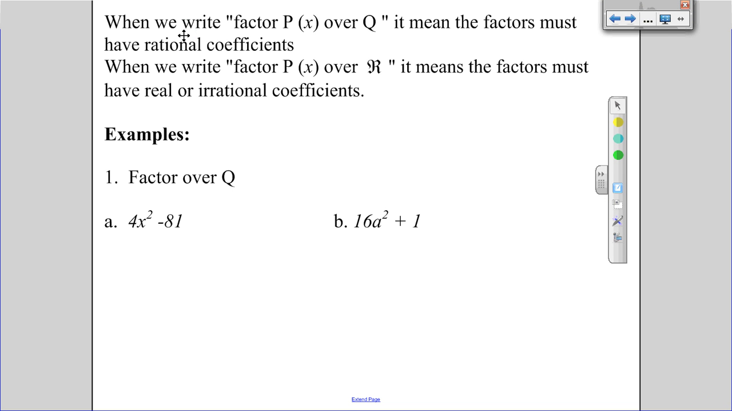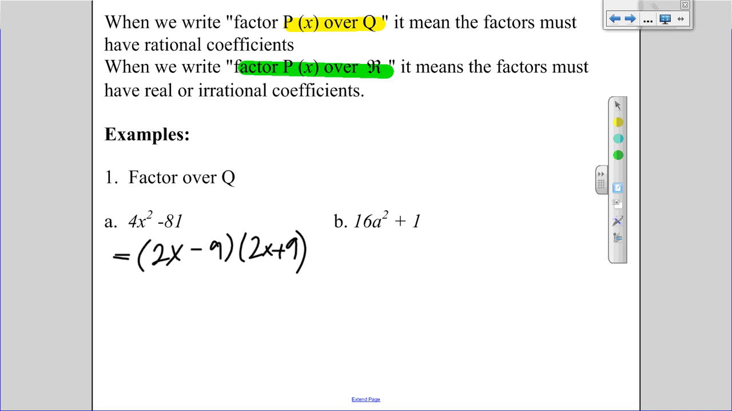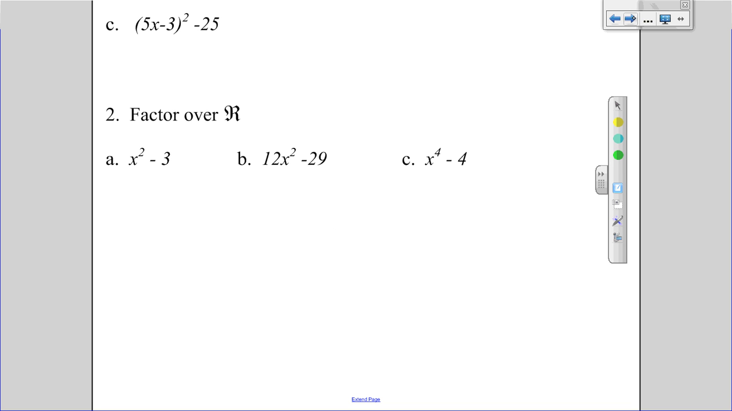Anyways, over Q is rational, and over R, which is the real numbers, means irrational. So in other words, we could have roots if we factor over R, but over Q we would not. So for instance, to factor this, 4x squared minus 81 over Q, we would need rational coefficients. It's a difference of squares. There's your answer. Here, if we are factoring over Q, I can't do it because it's not a difference of squares, it's prime. There's a plus in between. I can't think of any two factors that are going to multiply to equal 16a squared plus 1.